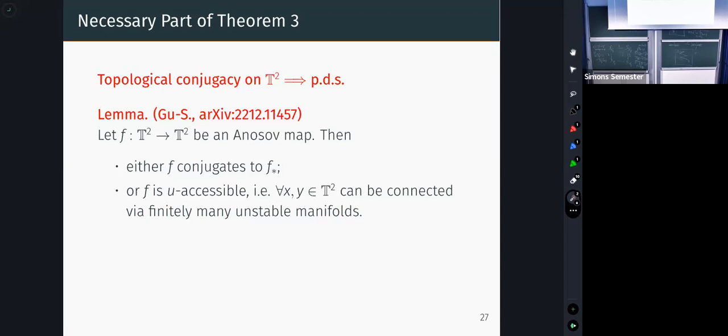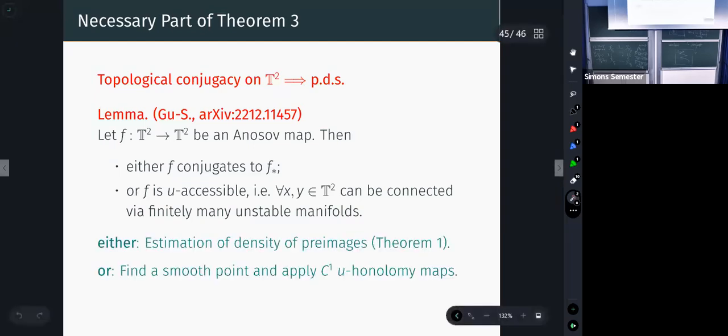Okay, and so you have these two cases and you want to show that both cases imply you have the periodic data along the stable bundles, or in other words, you have smooth conjugacy along the stable. So how to do this? Actually, for the case of conjugate to the linear one, I have just proved it to you, right? Because if you are conjugate, you have the same as the linear part, which I already showed you. And on the other side, actually, the U accessible case is easier.